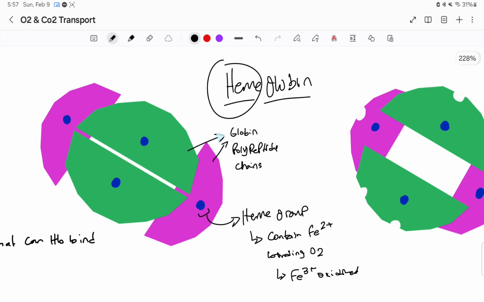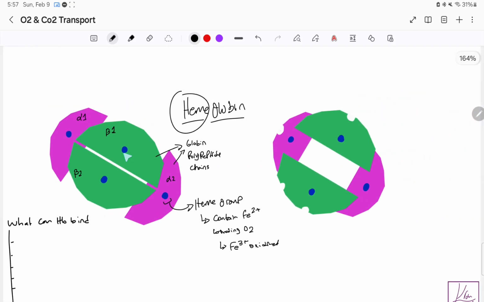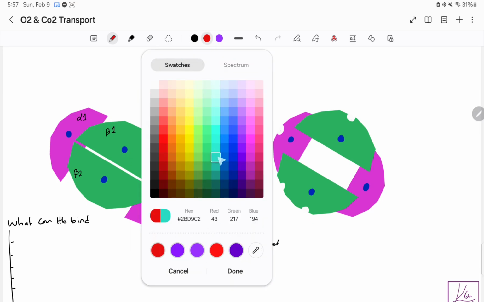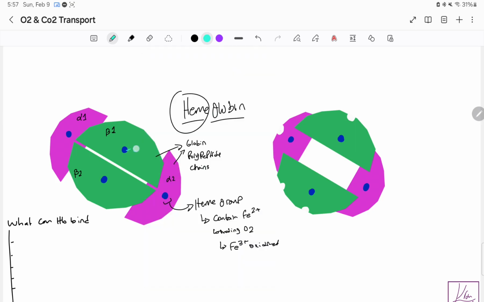Now there are 4 globin subunits. So there's an alpha 1, there is an alpha 2, there is a beta 1, and then there is finally a beta 2. And each one of these guys has an iron-containing heme group on them, which means that a single hemoglobin molecule can bind 1 oxygen on each iron atom. That's very important, guys. So we got oxygen here, oxygen bound there, and oxygen bound there.